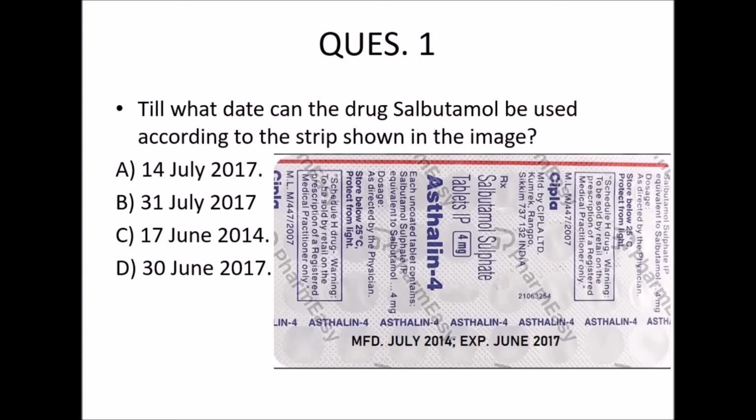Till what date the drug salbutamol can be used according to the strip shown in the image? Option A is 14 July 2017. Option B, 31st July 2017. Option C, 17th June 2014. And option D is 30th June 2017.